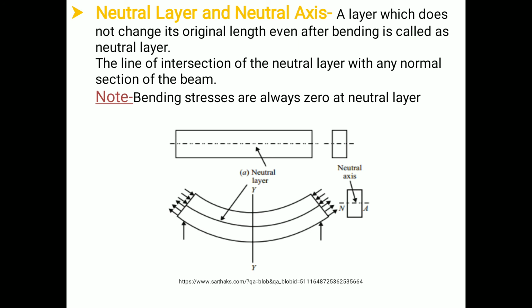The bending stress is always zero at the neutral layer. The name itself indicates that it is the layer where the bending stresses are zero. And what is the neutral axis? The neutral axis is the line of intersection of the neutral layer with any normal section of the beam. So this is all about the concept of neutral layer and neutral axis.